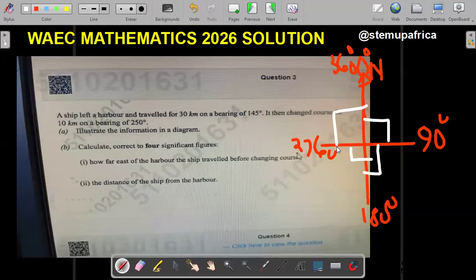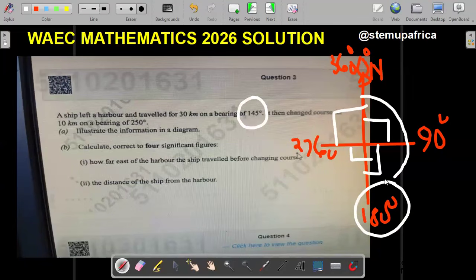So when they say the bearing is 145, that means it leaves 0, passes 90 to somewhere around here, but it's not up to 180. That is 145. The other one is 250, meaning it left 0, passed 90, passed 180, but did not get to 270. Now, the first question says illustrate the information in a diagram. So let's draw the diagram. 30 kilometers is longer than 10, so the 30 will be longer and the 10 will be shorter.